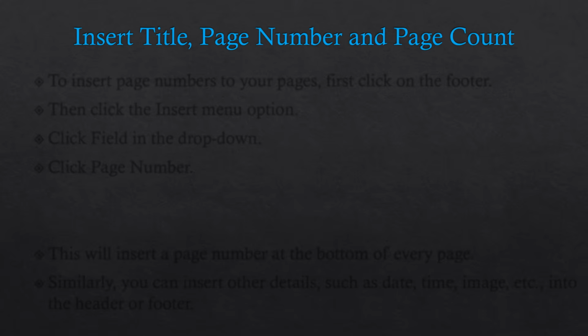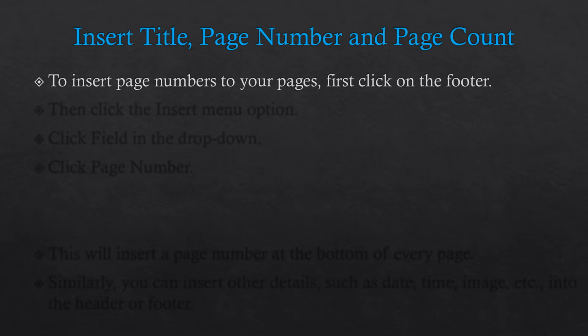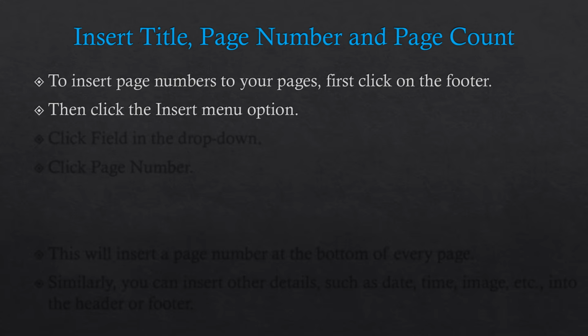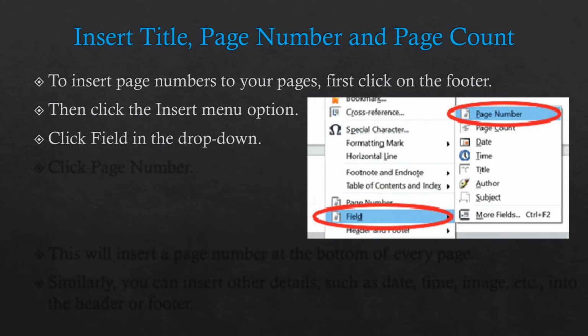If you want to insert page numbers in your pages, then firstly click on the header or footer wherever you want to insert the page numbers. It is not necessary that the page number is always at the bottom of the page. Sometimes it is also available in the header. So whichever place you want to insert the page number, click on it. Then click the Insert menu option, click Field and then click Page Number.